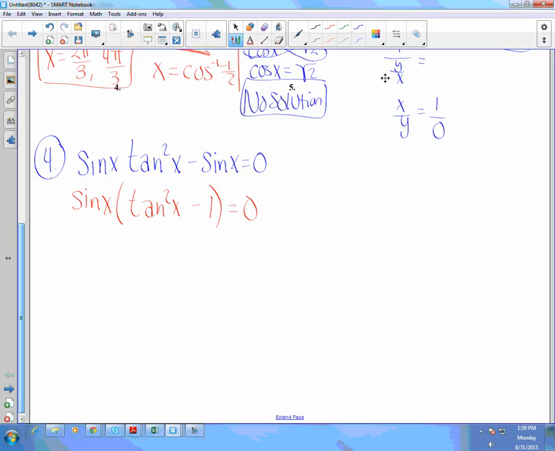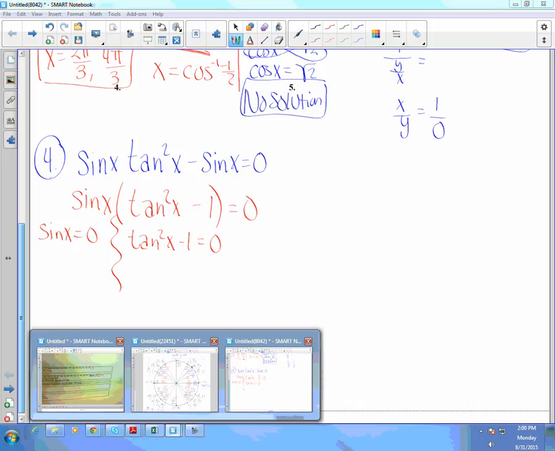Okay? This is like solving quadratics. We can now apply the 0 property. When we're solving quadratics, we get 2 factors. So we have here sine x equaling 0, and then tangent squared x minus 1 equaling 0, the 0 property. So where does sine x equal 0? So we're making a circle. Sine is the x or the y coordinate? So find where the y is 0, from 0 to 2 pi, but not including 2 pi.